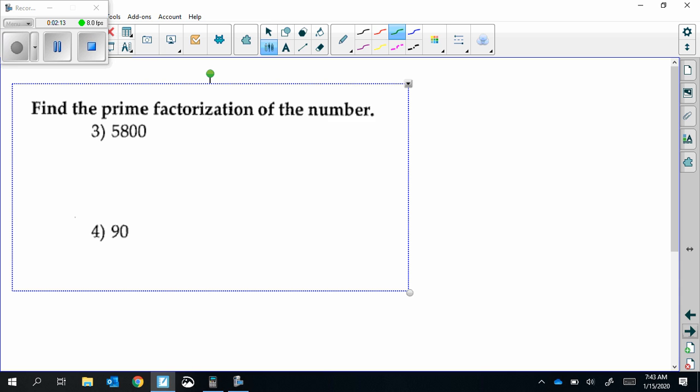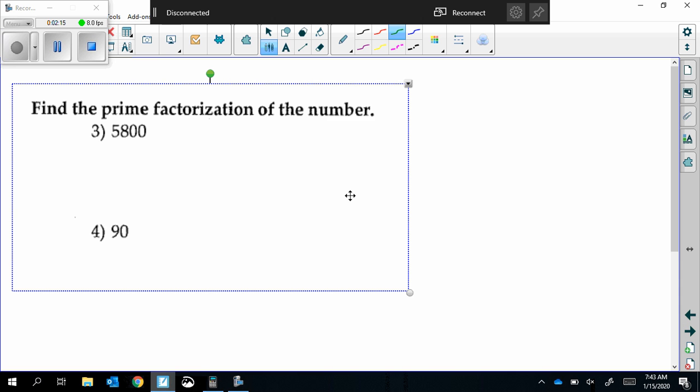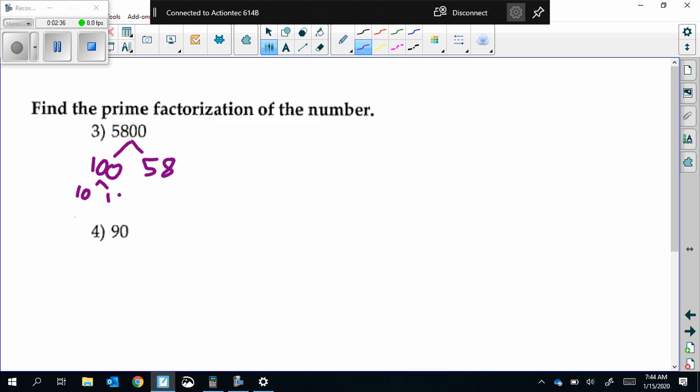Prime factorization, that just means that we are dividing. So when I do these, I do the factor tree typically, but you're just dividing. What divides into this? So since it ends in 0, 0, that's 100 times 58. And you keep breaking those numbers down. 100 is 10 and 10. 10 is 2 and 5. And you keep going until you can no longer divide. 2 and 5 are prime. They can't be divided by anything. So we stop at those prime numbers.